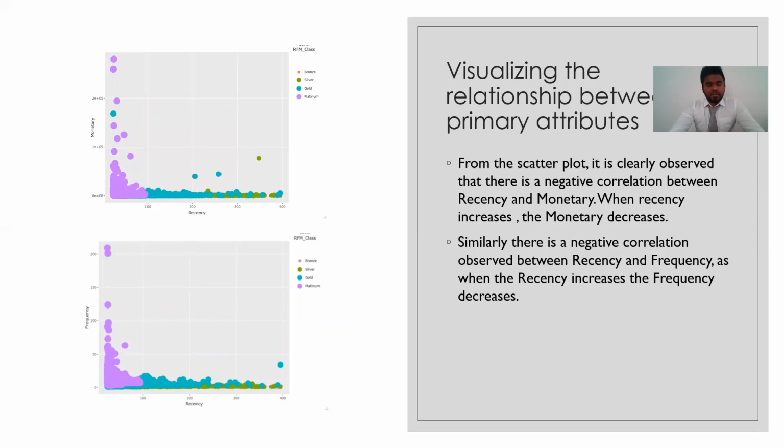It's quite obvious because when the customer doesn't visit your store for so long, they don't spend much money in your store, right? So I observe a negative correlation: when the recency increases, the monetary obviously tends to decrease. The next scatter plot shows the relationship between recency and frequency. Similarly to the previous plot, I observe a negative correlation between recency and frequency as well.